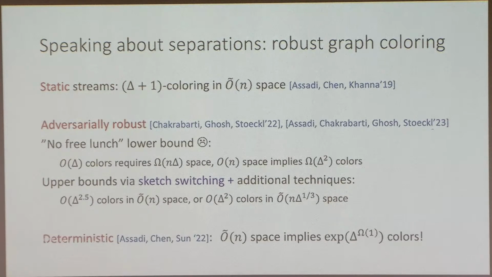Speaking about separation, adversarially robust graph coloring is also a problem where we have some good separations. In the static case, we have the beautiful palette sparsification technique that gives us optimal delta plus one coloring in close to linear space, in semi-streaming space. In the adversarially robust world, we don't have this free lunch, unfortunately. We either have to pay an extra delta in the space or lose an extra factor of delta in the number of colors.